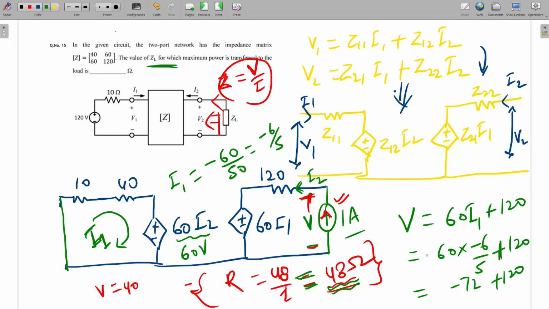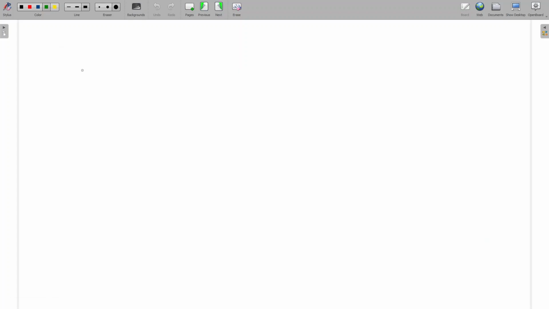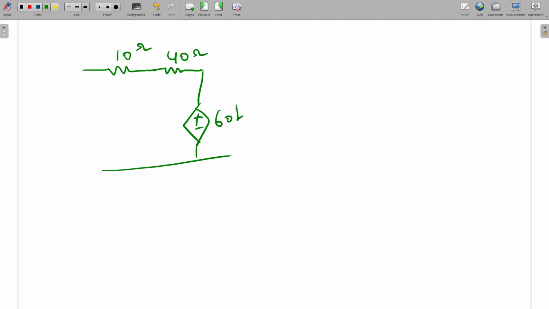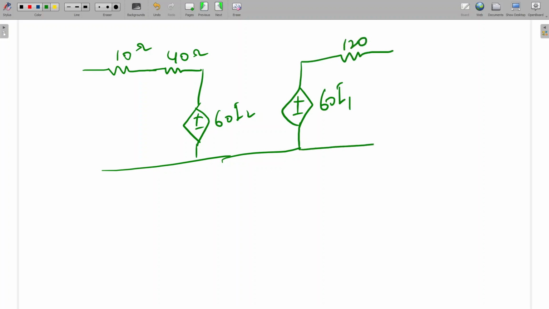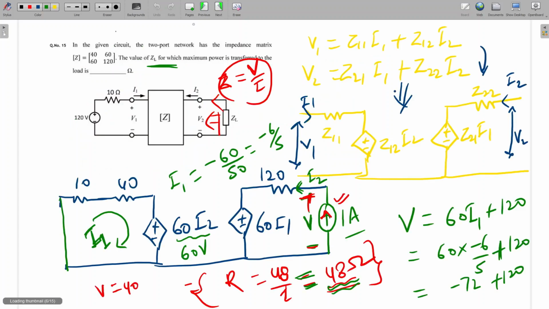Okay, for the same question I am going to calculate the Thevenin's voltage also, so I'm going to write it on the next page. We can calculate the Thevenin's voltage. So this is 10 ohm, this is 40 ohm, this value is plus minus 60 I2, and here it is plus minus 60 I1, and this value 120, and here it is plus minus 120 volt.